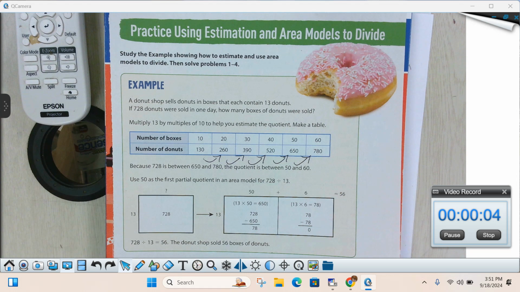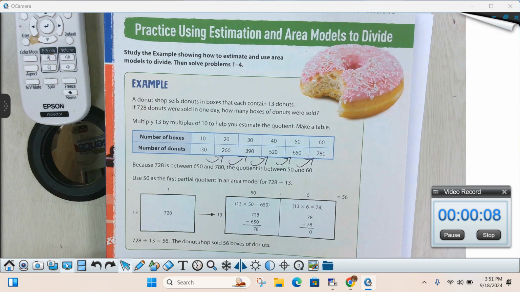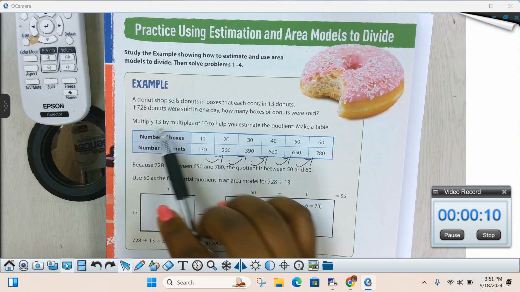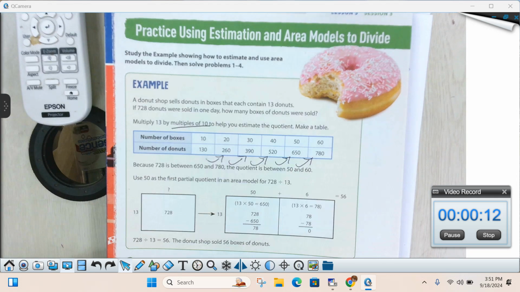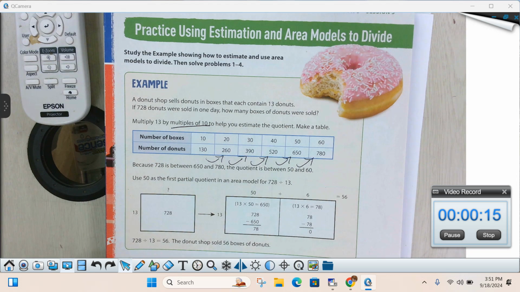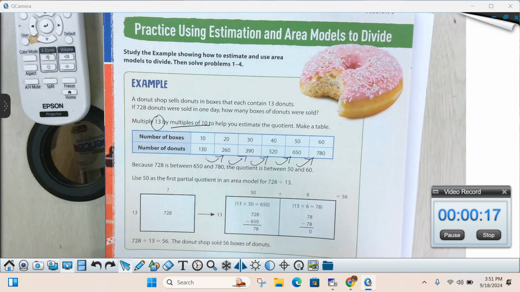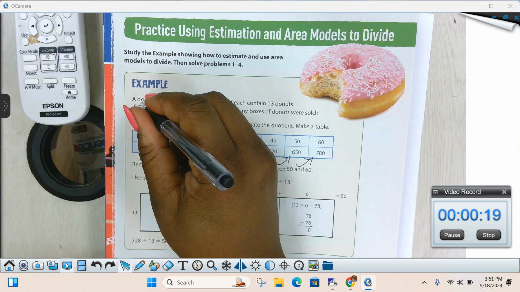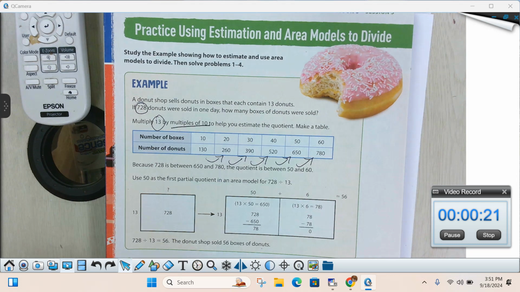Using estimation and area models to divide. All right, we are using multiples of 10, multiples to break down the number 13. We are trying to figure out, can 13 divide into 728?